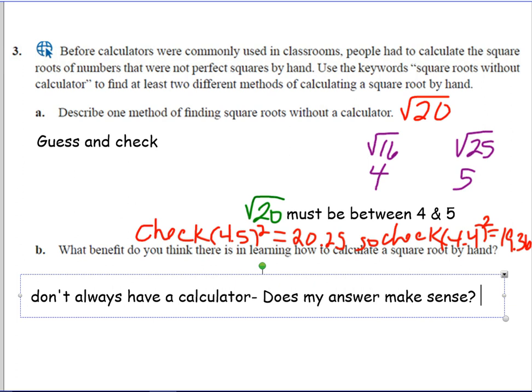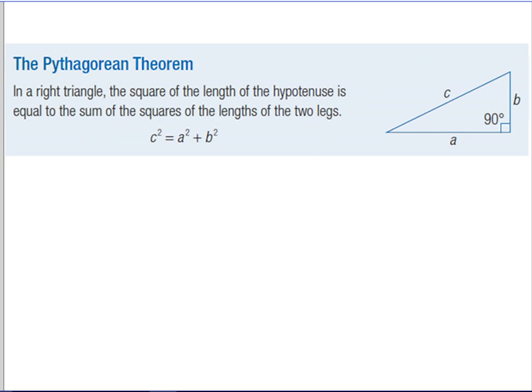So knowing square roots is important when looking at problems dealing with right triangles. And in this case, we're going to look at the Pythagorean theorem right now. In a right triangle, the square of the length of the hypotenuse is equal to the sum of the squares of the lengths of the two legs. And so in this picture, the hypotenuse is C. Your hypotenuse is always the one that's across from your right angle. And they call the legs A and B.